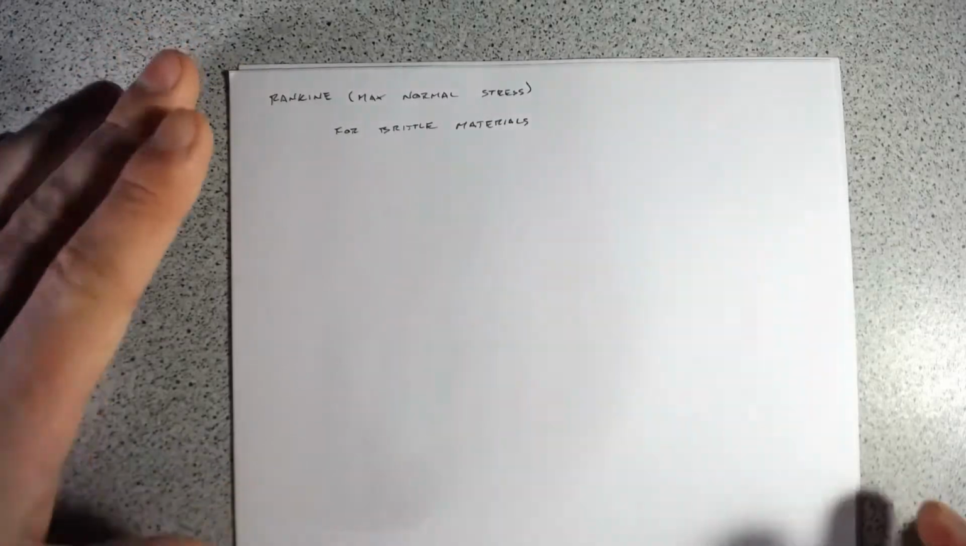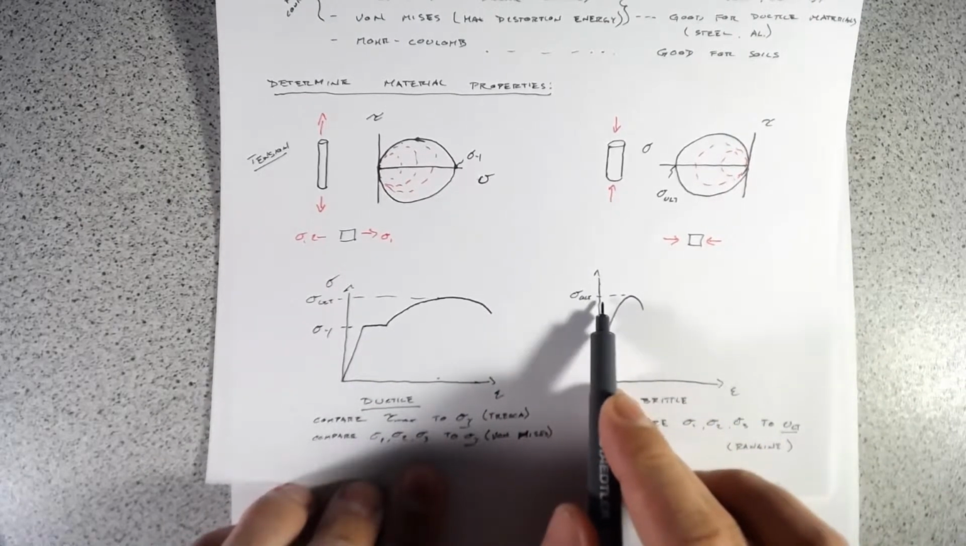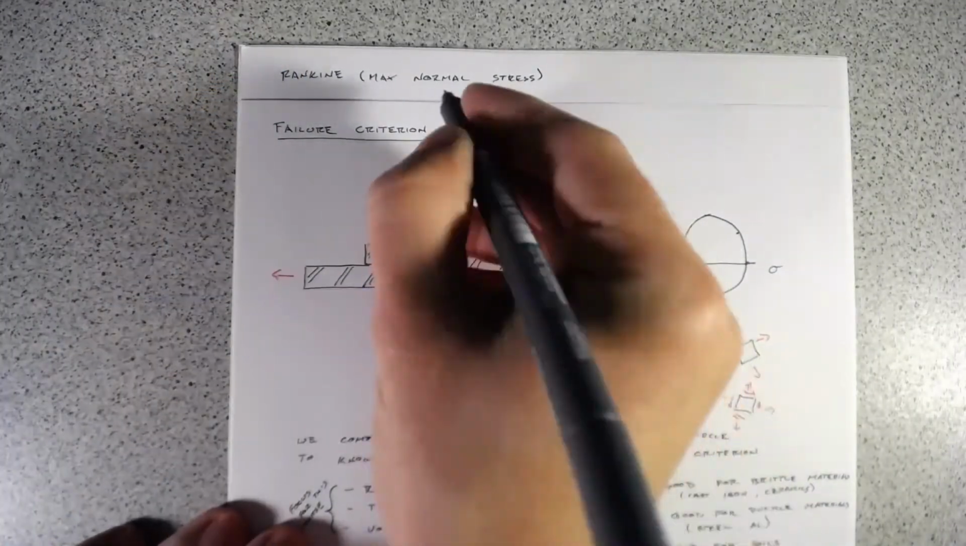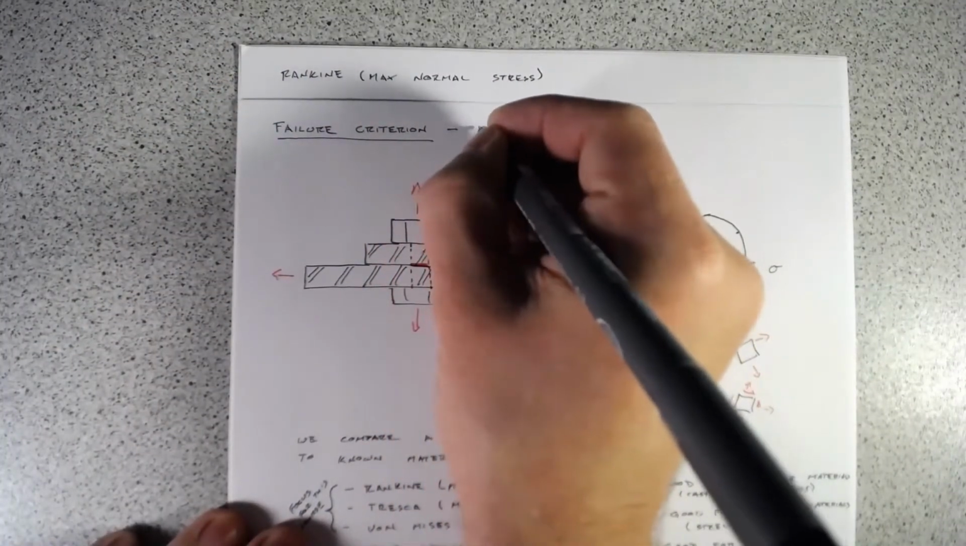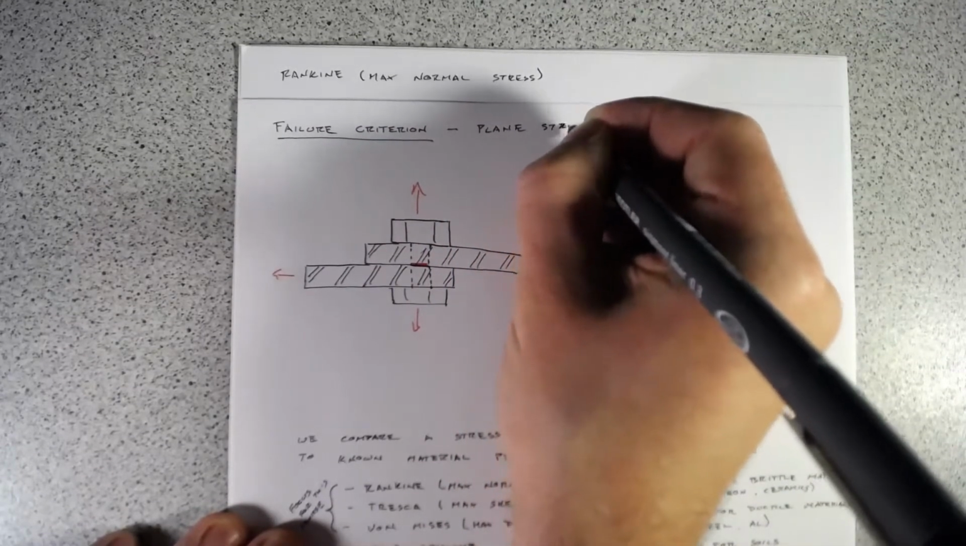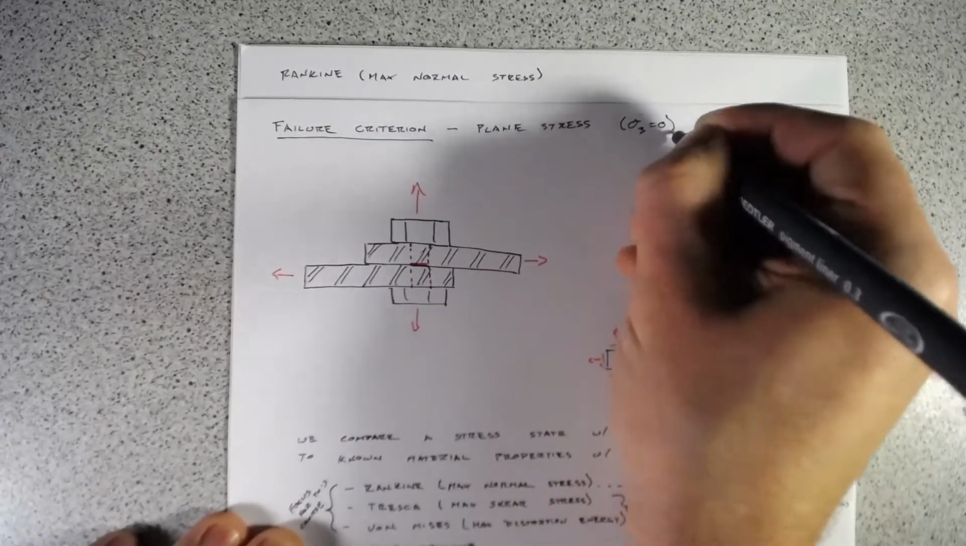And because brittle materials, like I showed you here, really don't yield, we're going to compare to the ultimate strength. If there is no yield, it doesn't make sense to compare to a point in our material properties that doesn't exist. If we are to update our failure criterion, we're going to focus on plane stress conditions. So that's our sigma 3 equals 0.